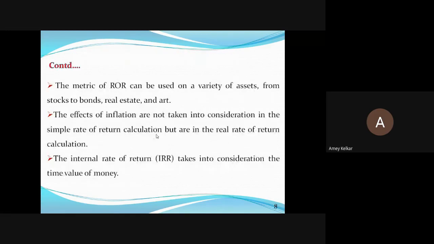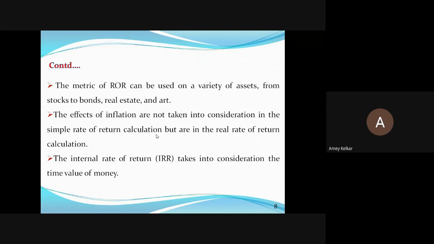ROR can be used for a variety of calculations such as assets, stocks, bonds, real estate, etc. So rate of returns, any investment you do, it will give you some rate of returns. If they are positive, your investment is worth it. If they are negative, you are in a loss.